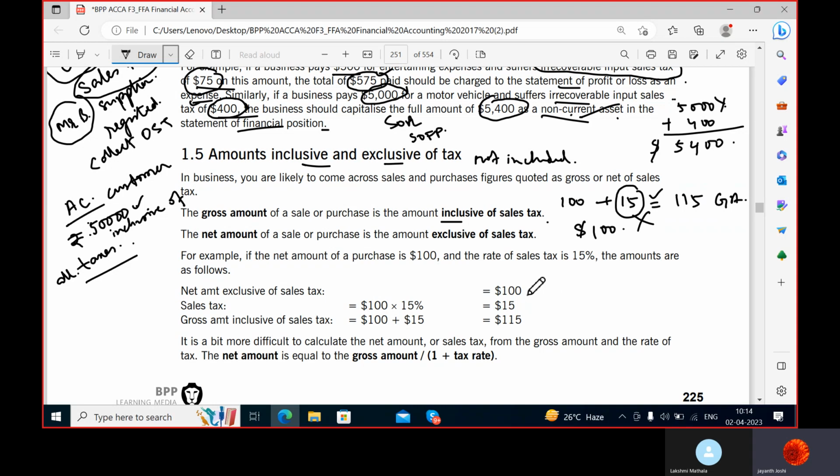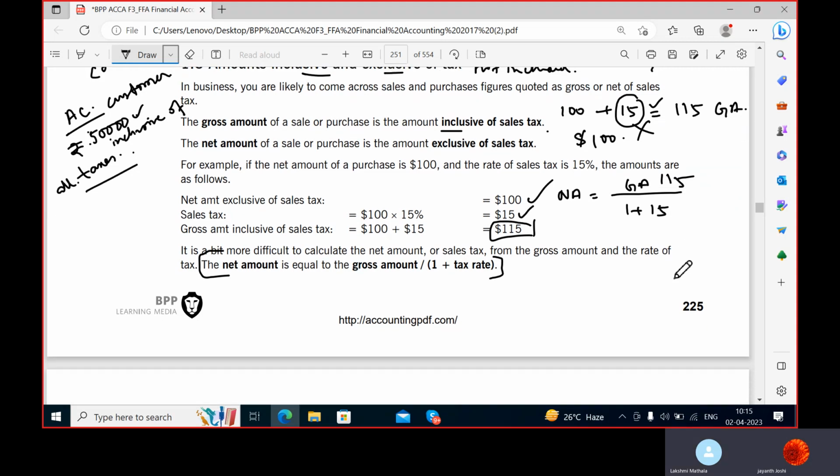That means the tax element is not present there. So here the same example is given. $100 is the net amount. If we add the sales tax element, we get the gross amount. And to make the concept clearer, they have given one formula also. How can we find the net amount? The net amount is equal to the gross amount divided by 1 plus the tax rate. The gross amount was 115. If we divide it by 1 plus 15 percent, we get the net amount. So that is the formula.